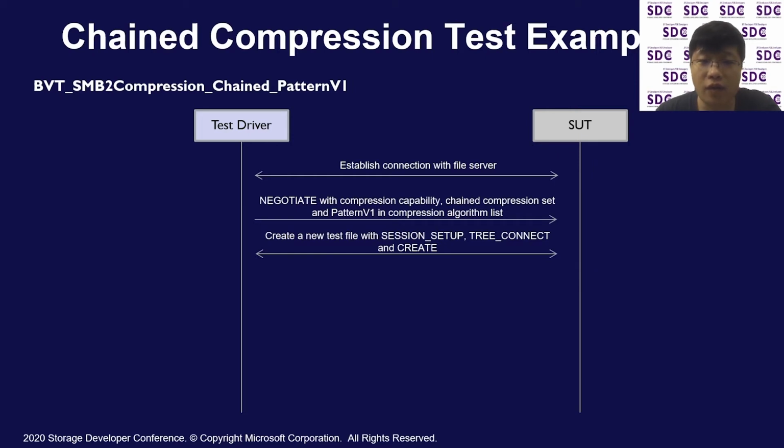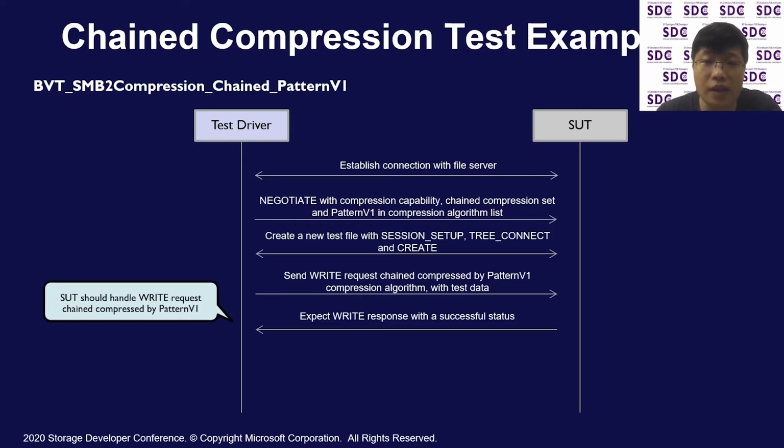After the test file is created, test driver will send out a write request chain compressed by pattern v1. The data sent out is a region of memory containing the same byte value so that it can be compressed by pattern v1. After that, it will expect server to respond with a successful write response, which indicates whether the file server could handle chain compressed message.